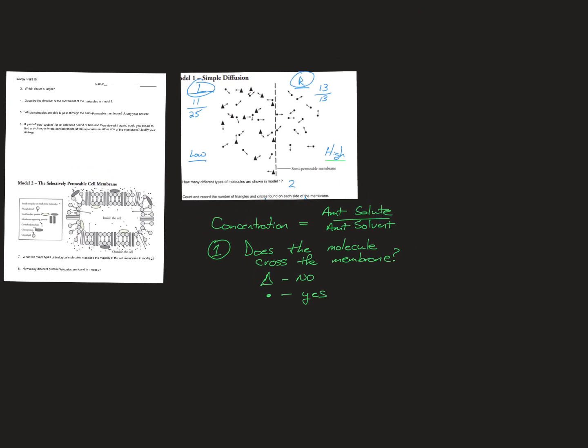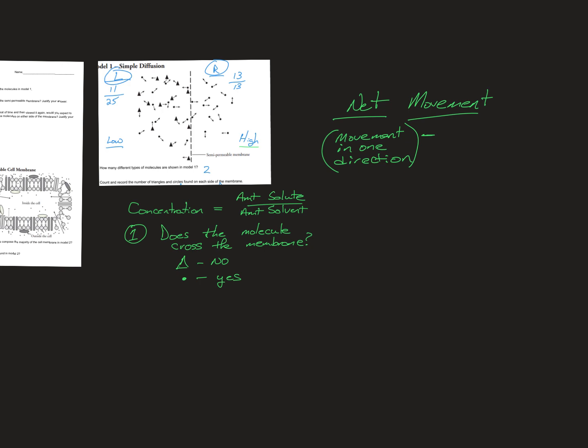Net. When you talk about net movement, net. What does net mean? That means net movement in this case is equal to the movement in one direction minus the movement in the other direction.